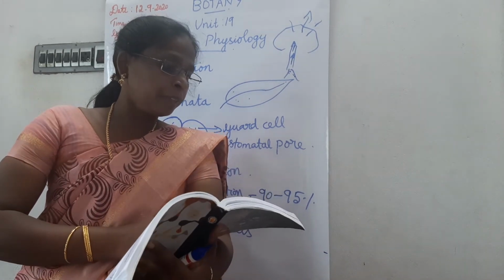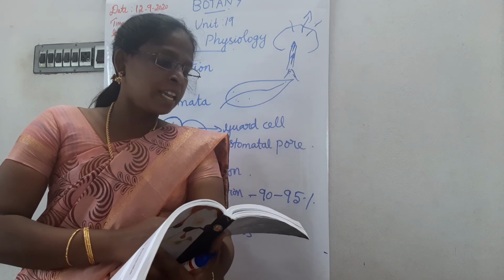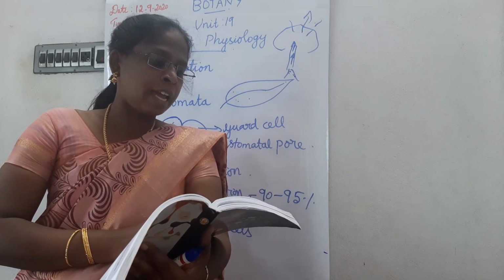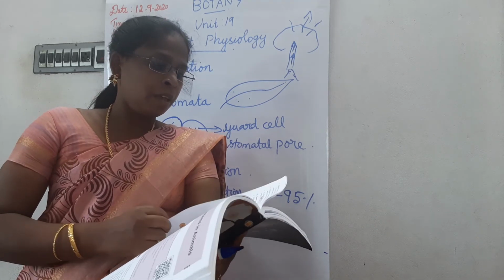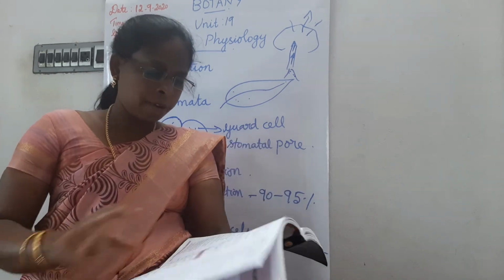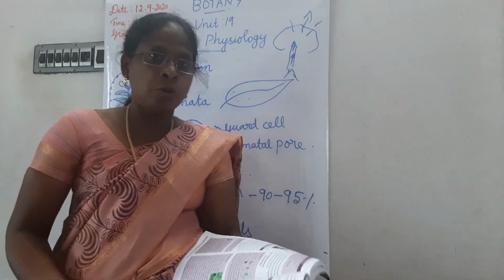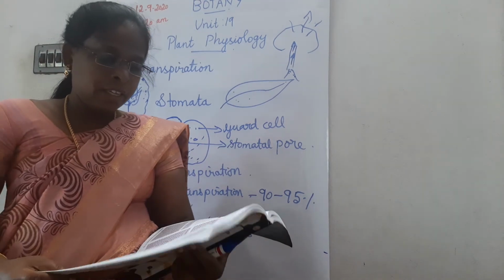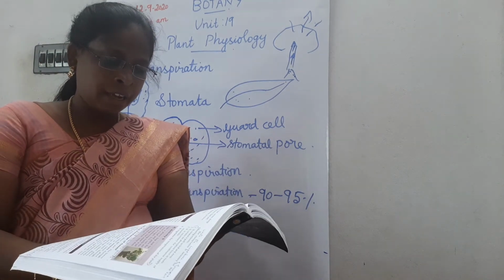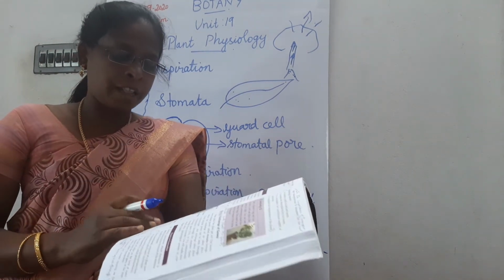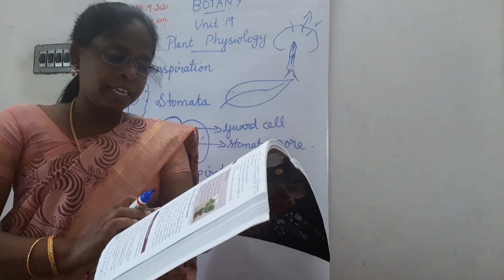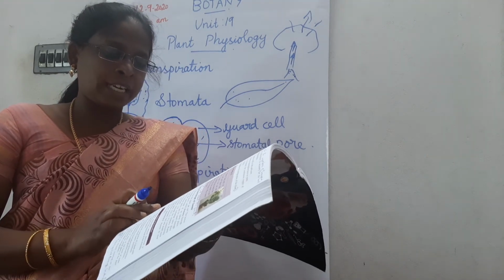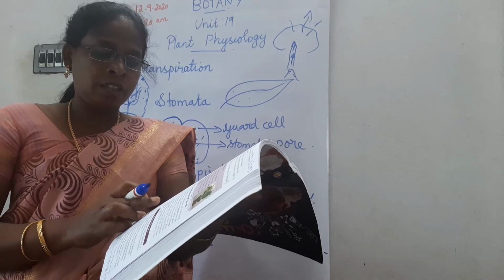Next question. Eighth question. Mention the differences between stomatal and lenticular transpiration. Page number 229. See below the diagram, you see types of transpiration. Under that heading, first one, stomatal transpiration. That para fully.